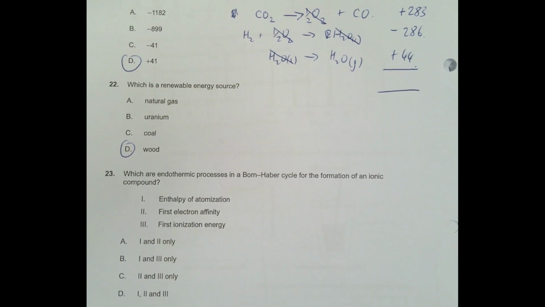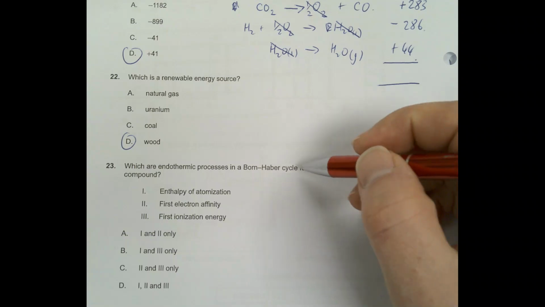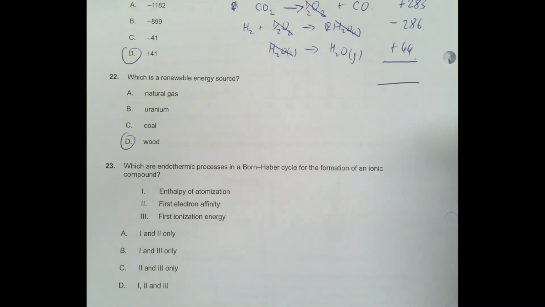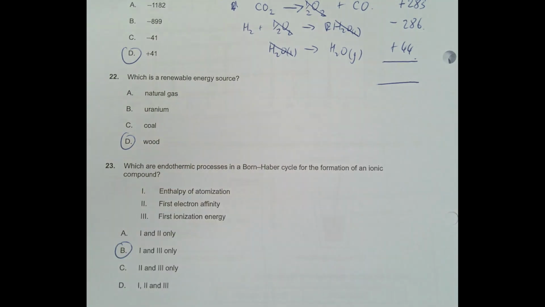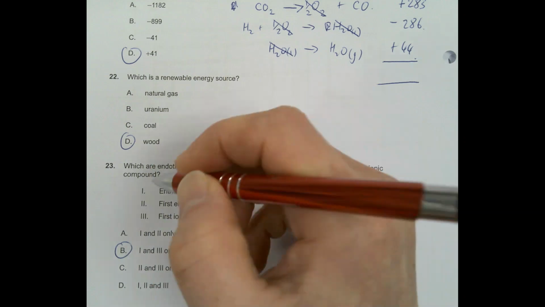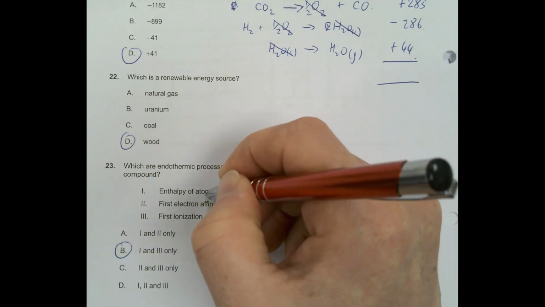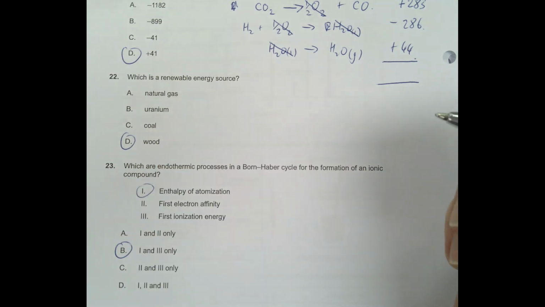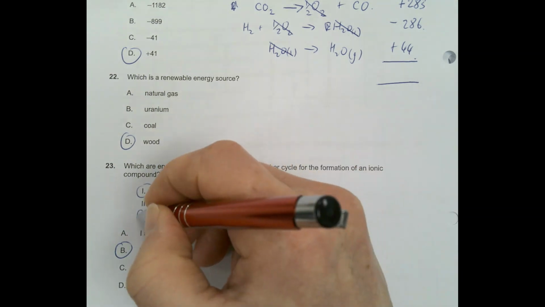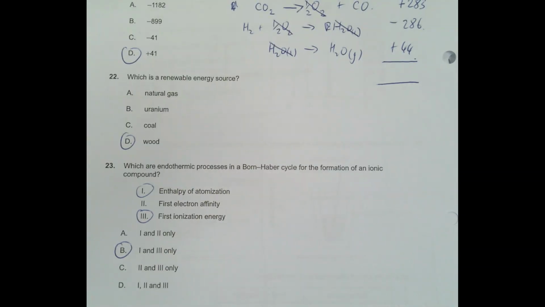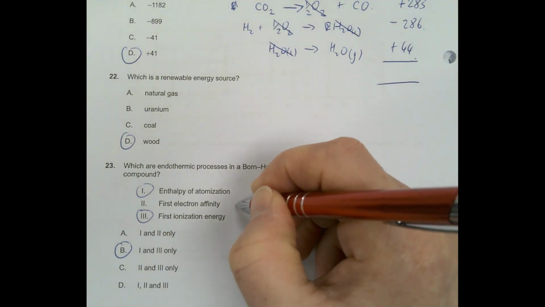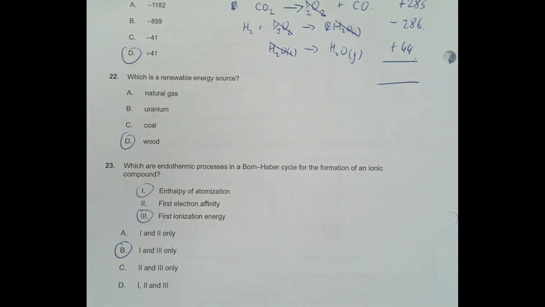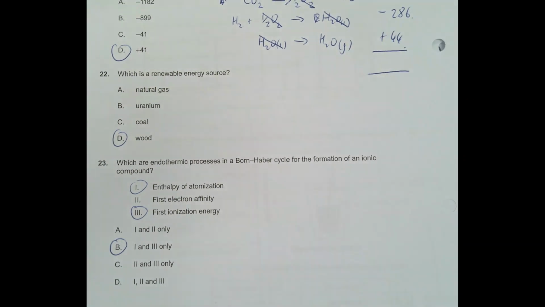Anyway, 23 is question B. Which are endothermic processes when forming an ionic compound? Well, we've done lots of this stuff, and actually this question was answered pretty well. So it's B, 1 and 3. The energy required to produce 1 mole of atoms from elements does require energy, and the first ionization energy requires energy. To remove a mole of electrons from a mole of gaseous atoms requires energy. First electron affinity is always exothermic. You're adding an electron to a neutral atom, which typically releases energy.